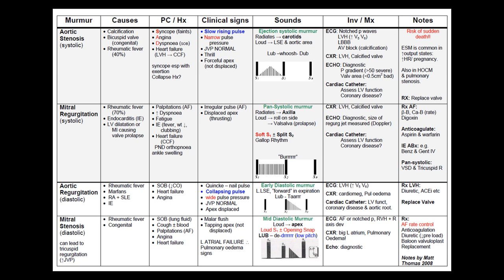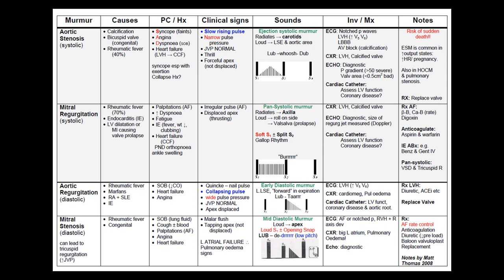You treat the AF with beta blockers and calcium channel blockers that control the rate. You can convert them with digoxin. You can anticoagulate them with aspirin and warfarin, NOACs, dabigatran, etc. If you're treating infective endocarditis, you would treat with antibiotics such as benzylpenicillin or gentamicin intravenously. And if you do hear a pan-systolic murmur, you should consider a ventricular septal defect or tricuspid regurgitation.